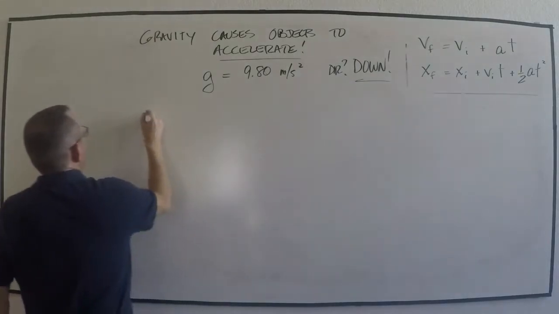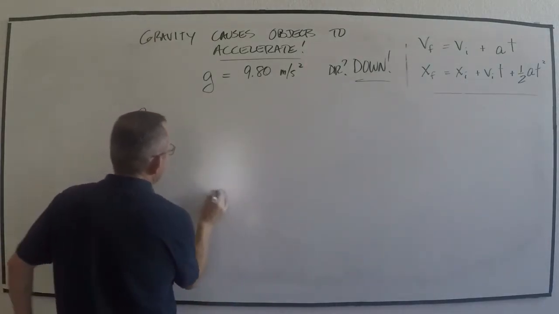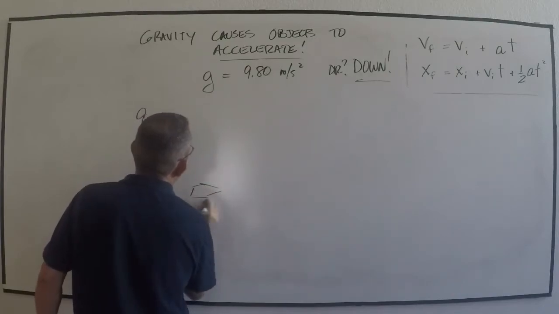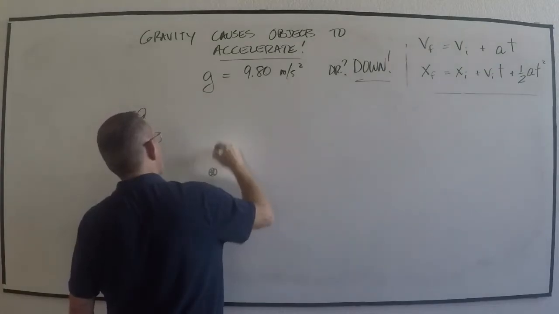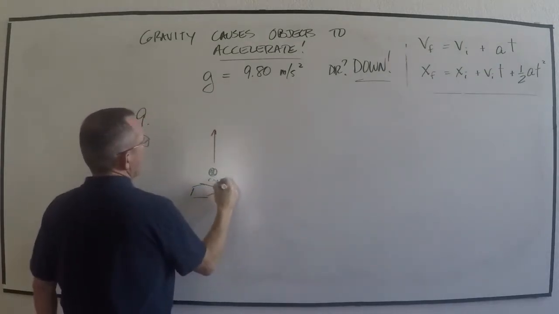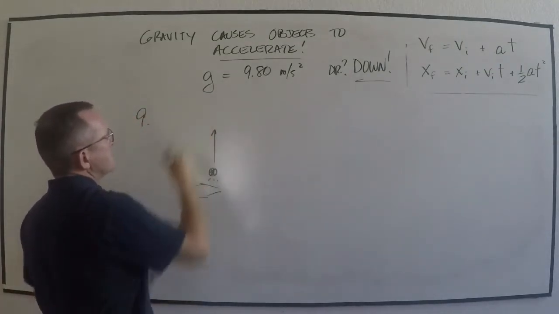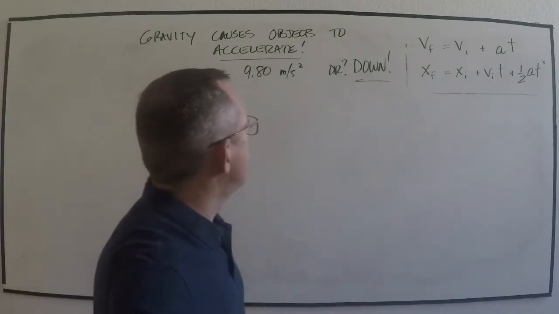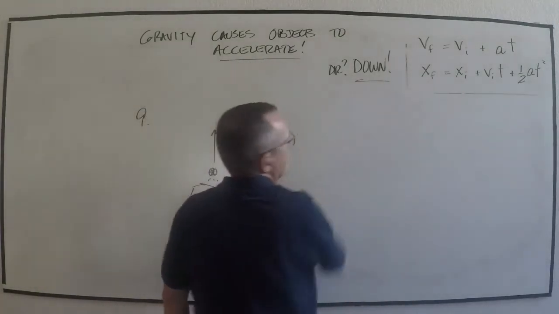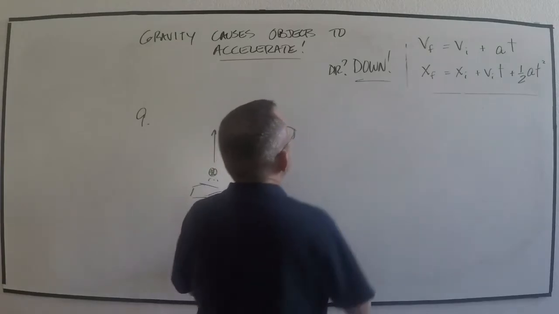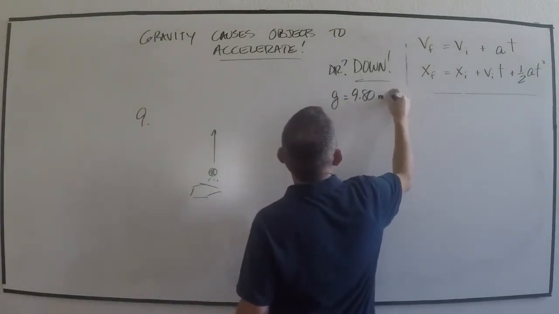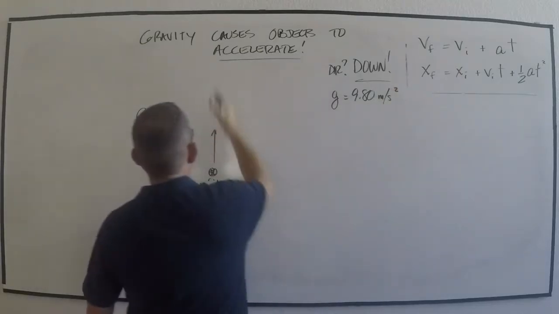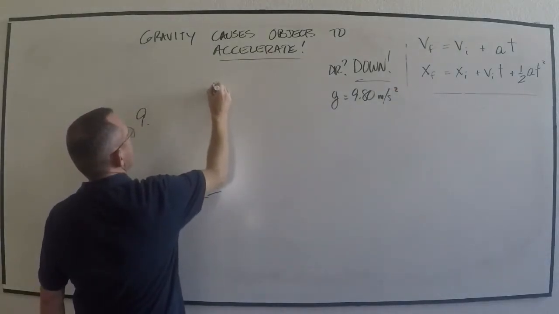So what do we have for problem 9? Problem 9 says we have a baseball that is hit upward. It's hit upward and it rises and rises. I'm going to move this over. So the baseball rises until it reaches its maximum height.